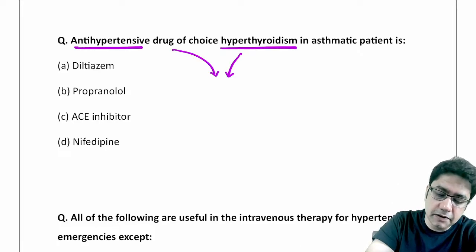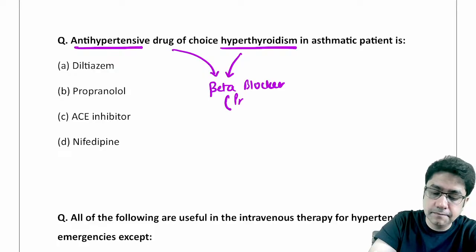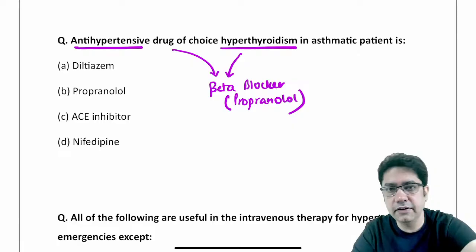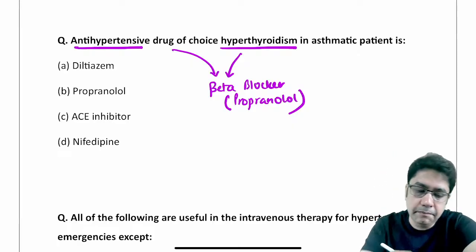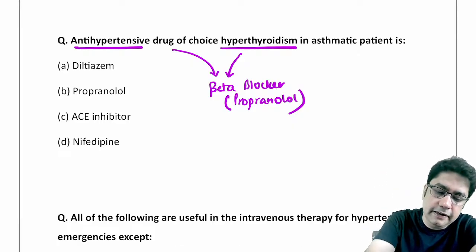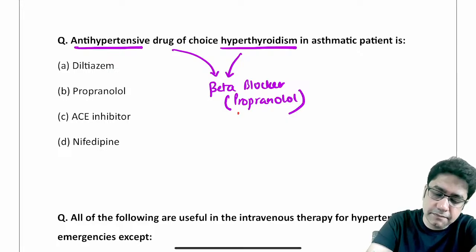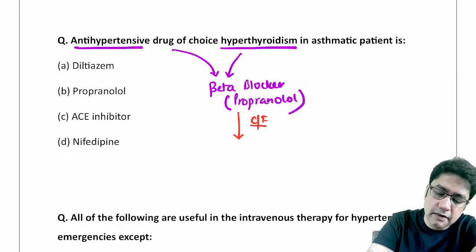Antihypertensive of choice in hyperthyroidism is beta blocker. This question came last year in the NEET exam. Like propranolol we discussed, for thyroid storm, peripheral. But remember, beta blockers are contraindicated in asthma. We discussed it in the autonomic nervous system, they are contraindicated in asthma.